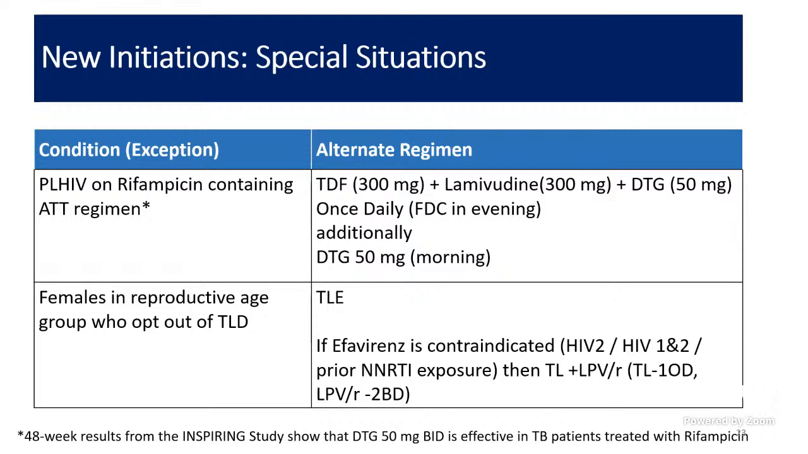So we really need to understand that we cannot force our mother to take dolutegravir if she feels that 3 out of 1,000 is also a great risk. So we should always give her the voluntary right to choose, I think. And in those cases, we will be replacing dolutegravir with efavirenz. And if efavirenz is contraindicated, that is if the mother is HIV 2 or HIV 1 and 2, or has prior exposure to single drug nevirapine or has prior exposure to an NRTI, then we will go ahead with TAL and LPVR.